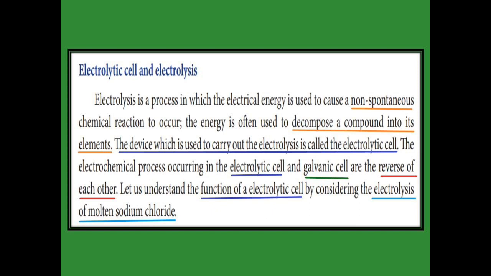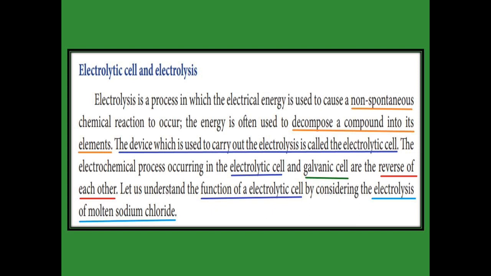An electrolytic cell is a device where the electrolysis reaction is carried out. It is a non-spontaneous chemical reaction. What is non-spontaneous? It needs energy to initiate the chemical reaction. In the electrolytic cell, the compound is decomposed and gives the elements. The difference between the electrolytic cell and the galvanic cell is that in the galvanic cell the anode is negative and the cathode is positive, but in the electrolytic cell the anode is positive and the cathode is negative.